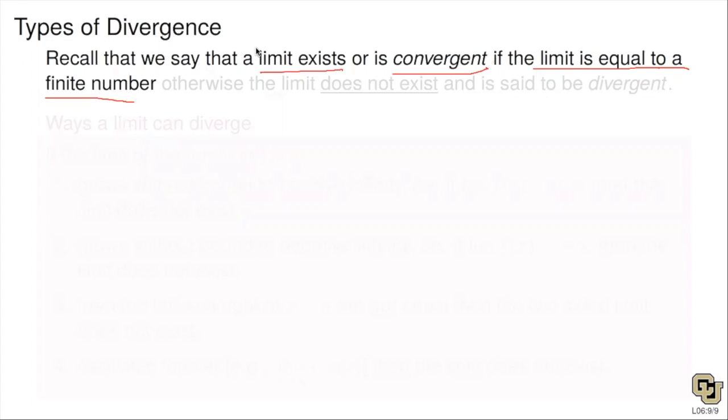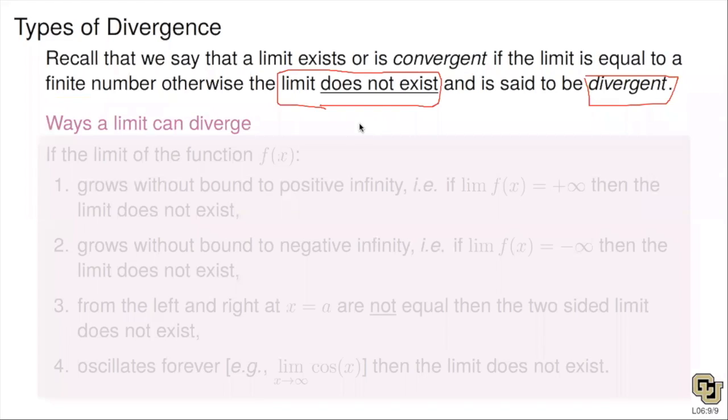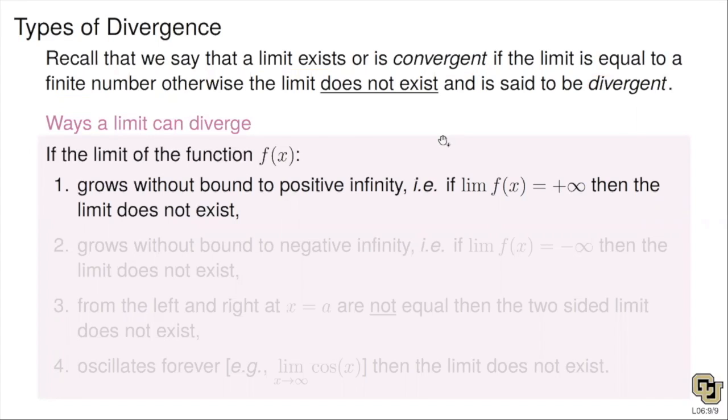If the limit does not equal a finite number, then the limit does not exist, or the word we use is the limit is said to be divergent. So divergent and does not exist are synonymous. Limit does not exist, or the limit is divergent. Now that we've got infinity in the picture, I want to talk about the different ways a limit can diverge. In fact, there are 4 distinct ways a limit cannot exist. The first way is if the limit just gets bigger and bigger and never stops getting bigger. In that case, we say the limit grows without bound and that the limit is positive infinity.